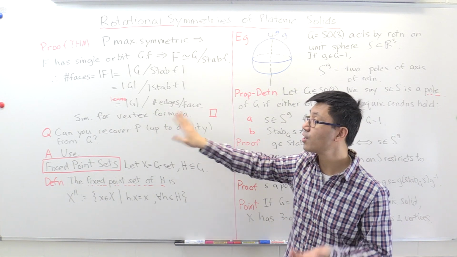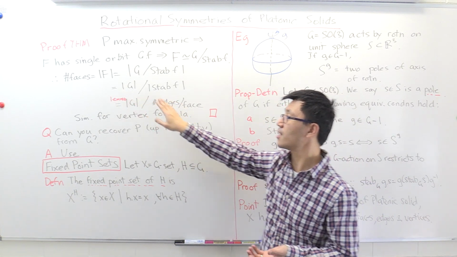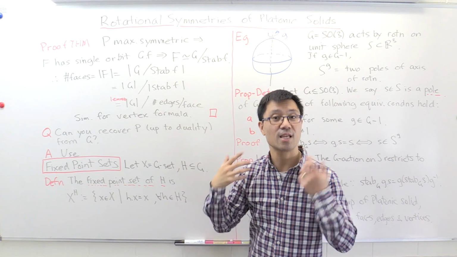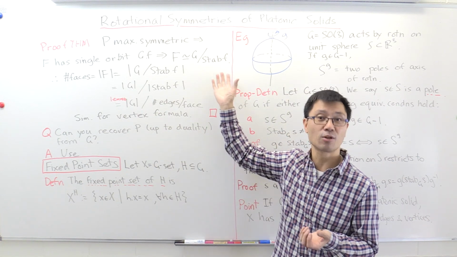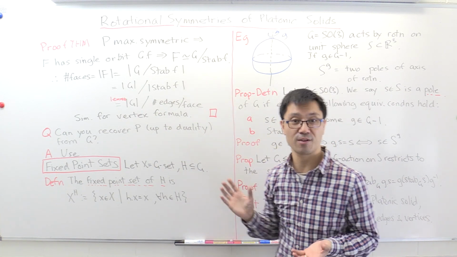The other half involves vertices, the number of vertices and the number of edges per vertex, and you can prove this in the same way. Okay, and this is a complete proof of this rather nice theorem.